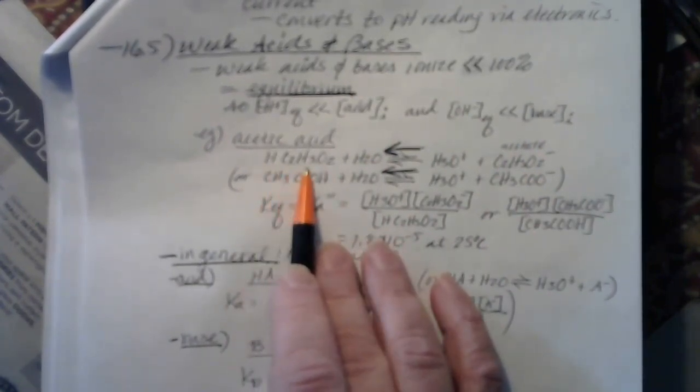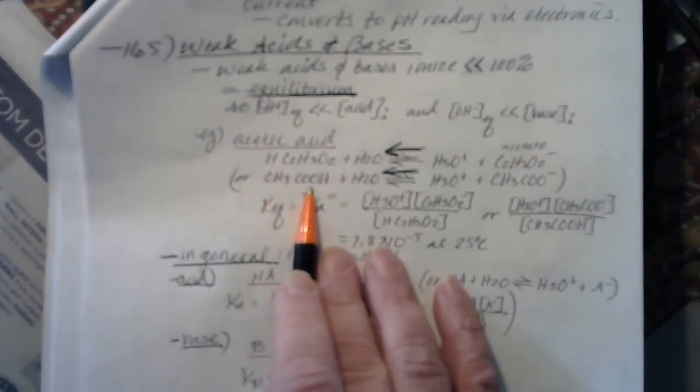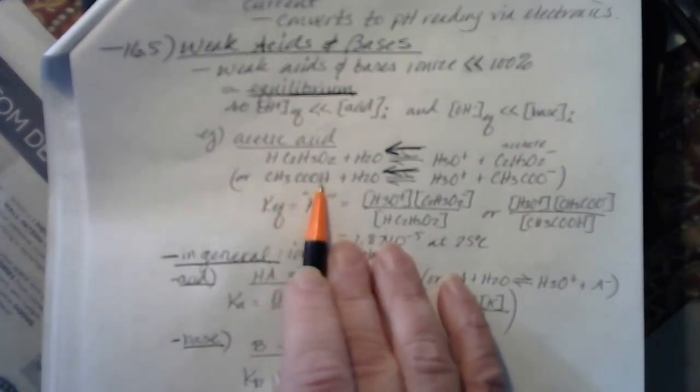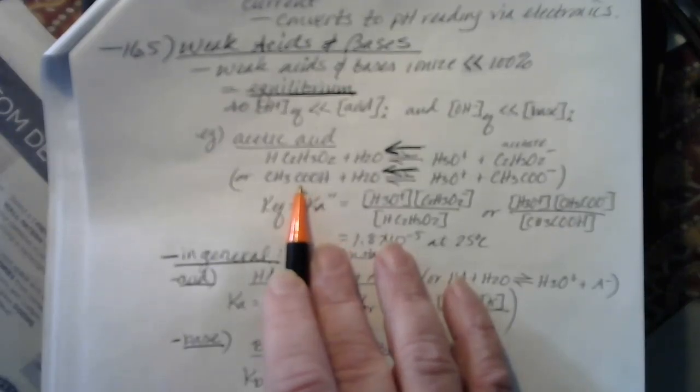An example of a weak acid is acetic acid. Our book likes to write the formula as HC2H3O2, which makes it look like an inorganic acid. It can also be written as CH3COOH. And again, that ending COOH tells you right away that it is definitely an organic acid, and therefore it's also a weak acid.